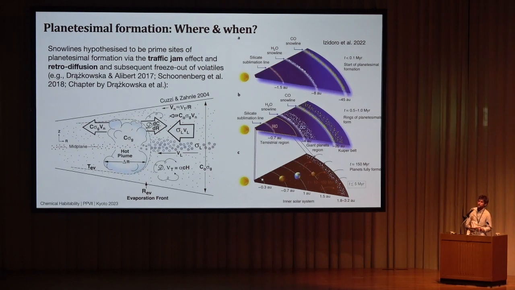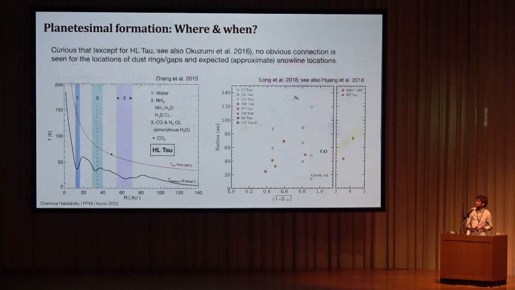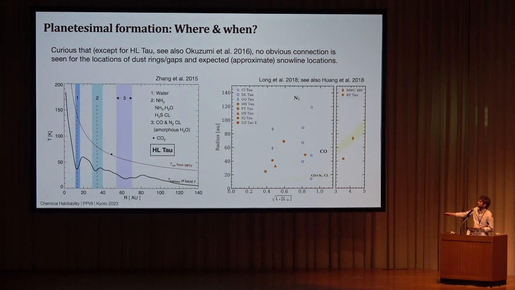It's curious in that context, or it's interesting, that apart from HL Tau, where the substructure in dust seems to match up with major ice lines, we don't really see a trend like that in, let's say, the DSHARP or other or larger surveys. So it's not so clear here.